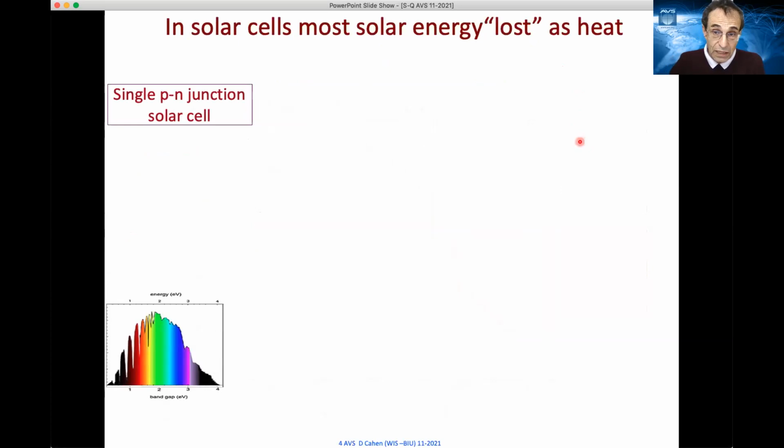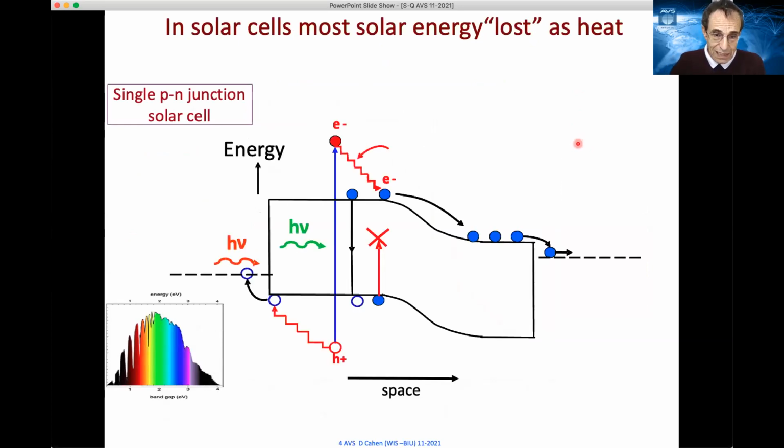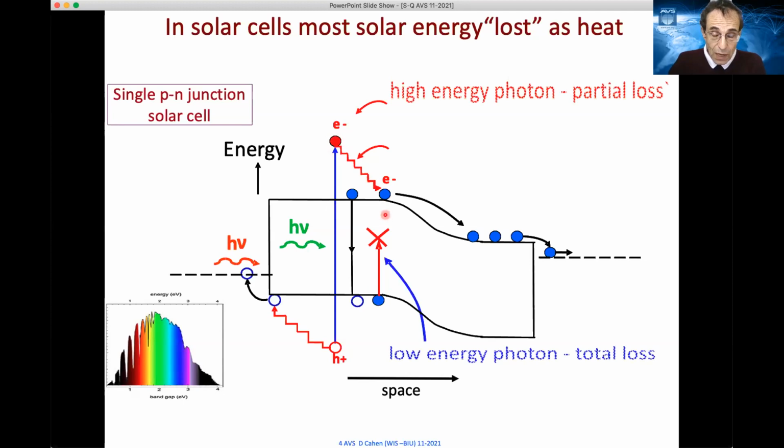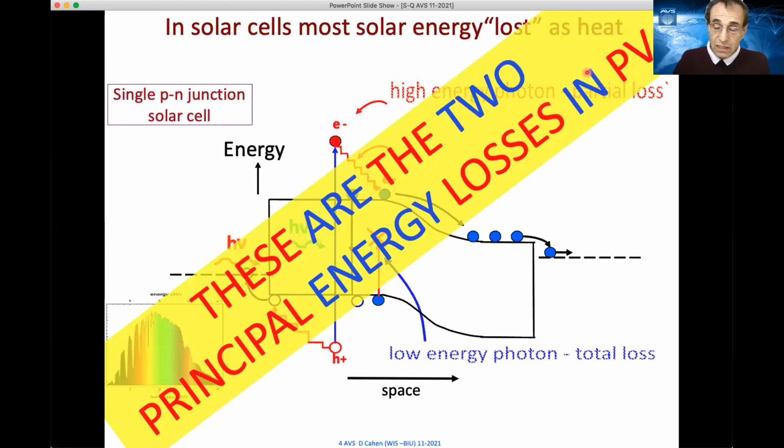So in solar cells, most solar energy is lost, and actually most of it is lost as heat. Here you have a p-n junction, which I use as an example, and it is illuminated. Some of the photons do not have enough energy in order to excite an electron. So all of their energy is lost, generally by scattering and therefore heating. And then there are photons that have more than enough energy, and they create an electron hole pair with excess energy, and that excess energy then will thermalize to the bottom of the conduction band and top of the valence band. Those are partial losses. This is a total loss and a partial loss. These are the major losses in a solar cell, and with them, you can understand much of what's happening. And the question is, is that all?